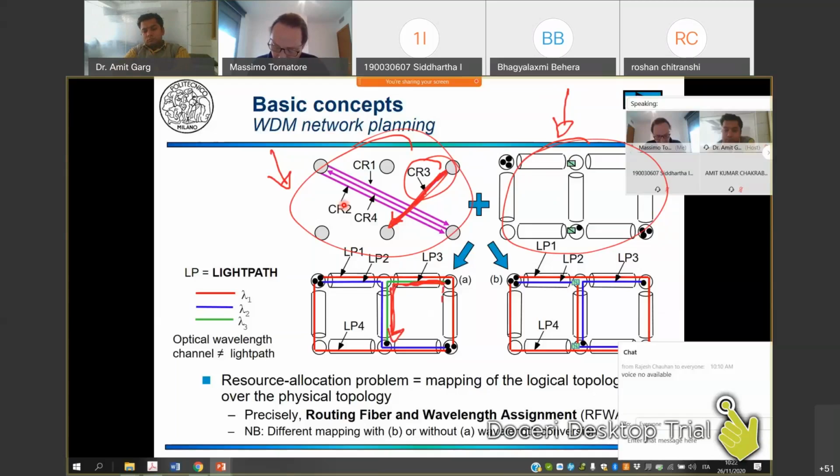It could have been routed this way, right? So you need to find the routing, and you also need to find an assignment of a wavelength, which in this example is represented by the color, in this case the green color. This problem that we are solving is called routing and wavelength assignment. If we also add the dimension of defining how many fibers you need on a certain link, since you might have more than one fiber, then you call it routing, fiber and wavelength assignment.